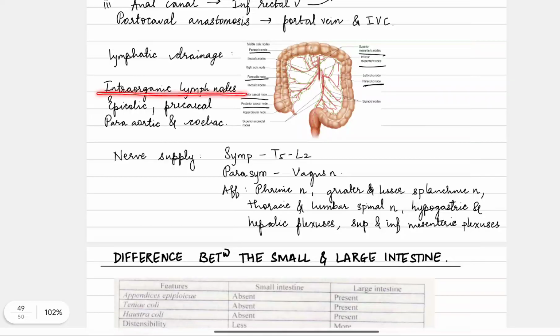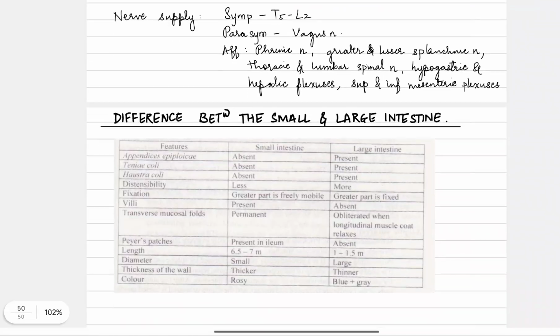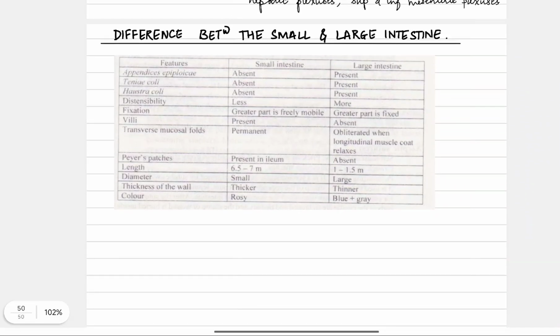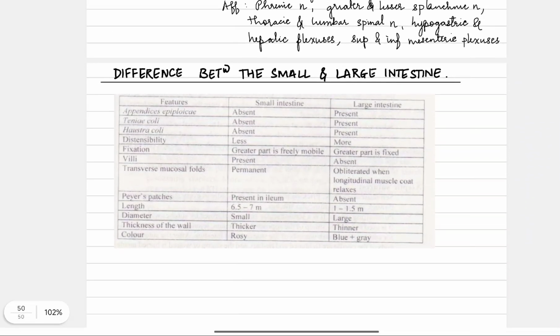Lymphatic drainage is intraorganic lymph node, epicolic, pericecal, para-aortic and colic. Nerve supply is sympathetic T5 to L2, parasympathetic vagus nerve, afferent phrenic nerve, greater and lesser splanchnic nerve, thoracic and lumbar spinal nerve, hypogastric and hepatic plexus and superior and inferior mesenteric plexus. Now difference between the small and large intestine is appendices epiploicae are absent in the small intestine, present in the large intestine. Tinea coli, haustra coli are absent in small intestine and present in the large intestine.